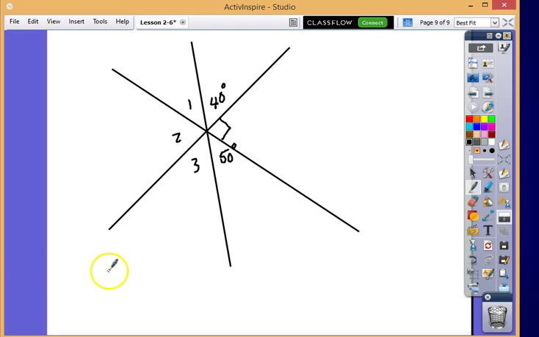What would be the measure of angle 2? 90. How did you know that? Because it's vertical with this right angle. What's the measure of angle 1? 50. Because angle 1 is vertical with 50. What's the measure of angle 3? 40. You got it.